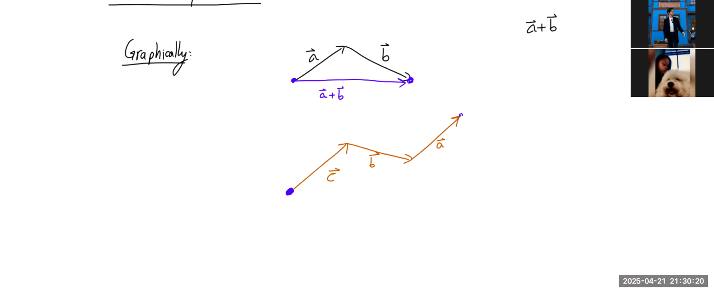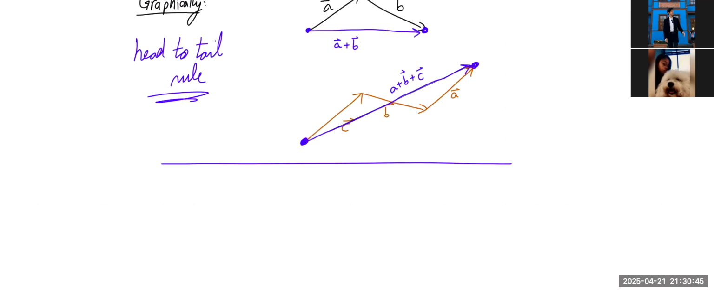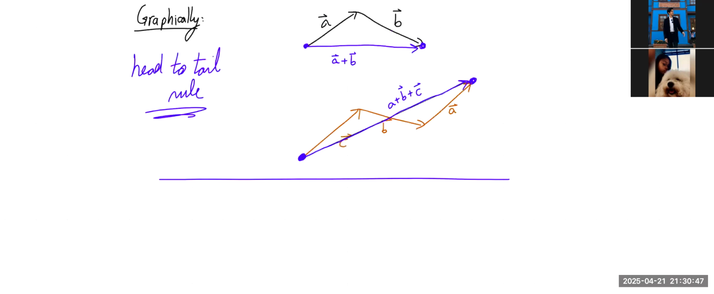So this vector that we will get ultimately will be the resultant vector. This will be A plus B plus C. Because you start at the beginning, go to the end, and that's it. So this is how you add vectors graphically. We call it the head to tail rule. Now, thankfully, algebraically, it's easy.